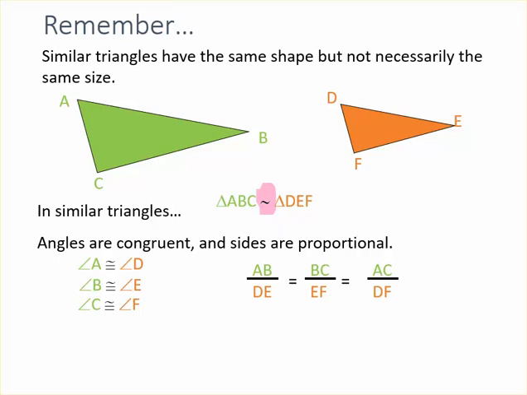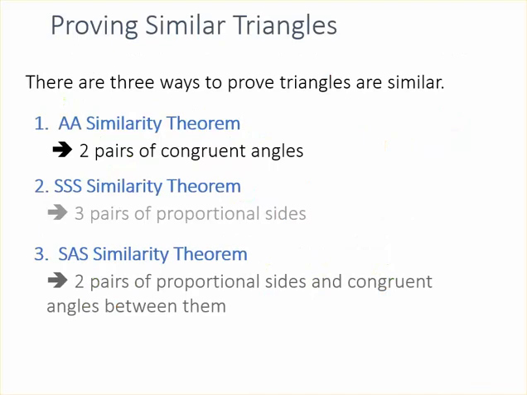Now, fortunately, we don't have to check all 6 pieces of information in order to know if triangles are similar. There are 3 shortcuts. So in this video, we're going to cover the 3 ways to prove that triangles are similar: angle-angle, side-side-side, and side-angle-side. Now, these might sound familiar. We did similar things with congruent triangles.